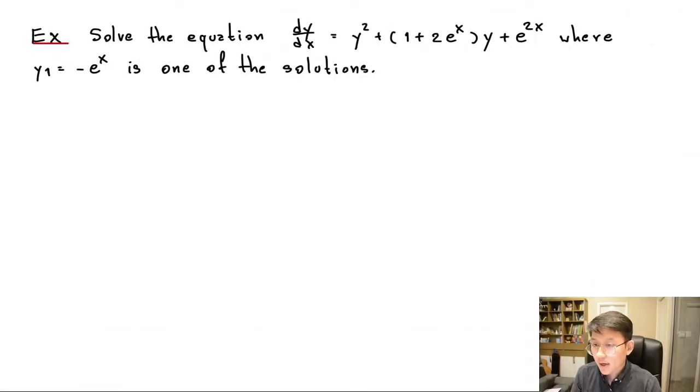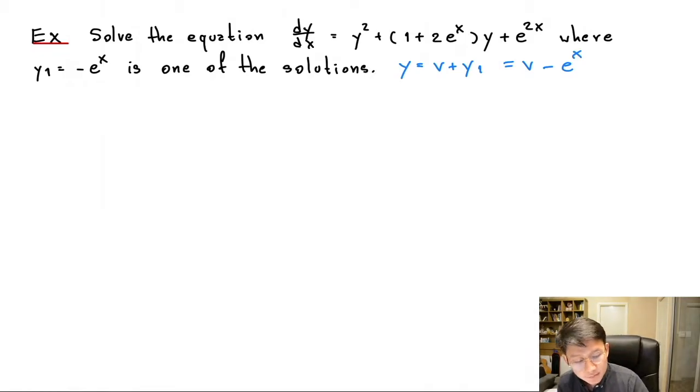Okay, the next question. Solve this equation where y1 equals minus e to the x is one of the solutions. Again, we let y be v plus y1, in this case v plus minus e to the x, so v minus e to the x, and then we substitute that into this equation.